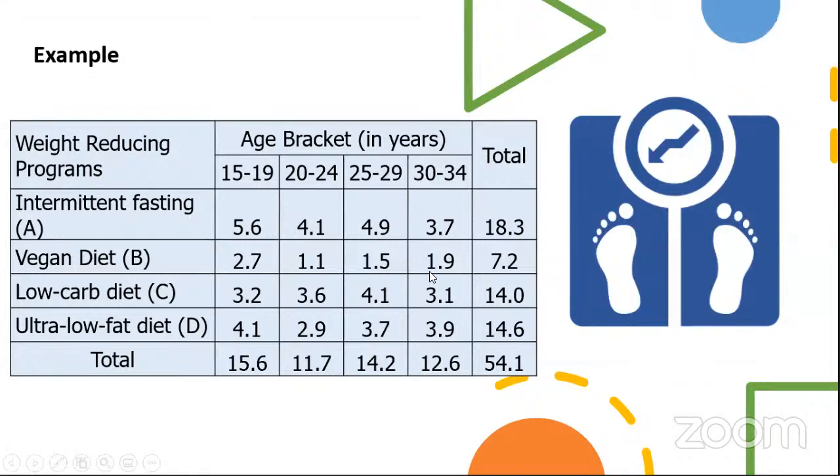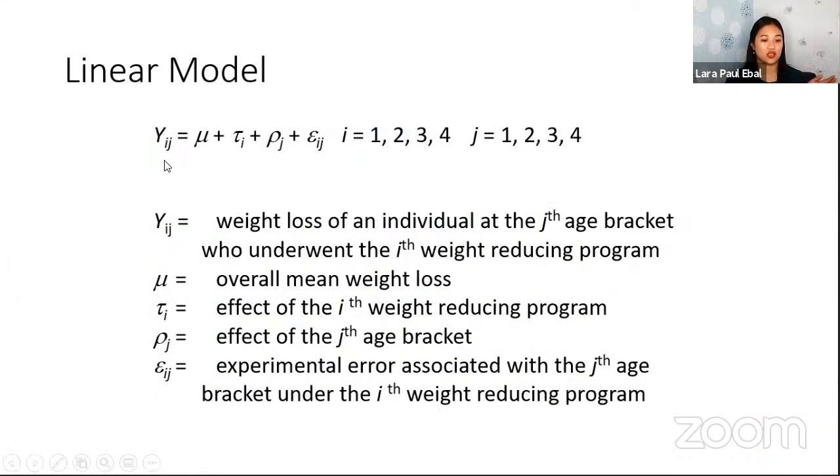And then how do we analyze now? Take note that our responses, the weight loss, can be modeled using this. Recall that before, in CRD, we don't have this third term. We only have mu plus tau i plus epsilon ij. Now, for the RCBD, we have this additional term. If you're interested in modeling the responses, you have this. Yij is the weight loss or the observed value, mu is the overall mean, tau i is the effect of the ith treatment, rho j is the effect of the block, and epsilon ij is the experimental error.